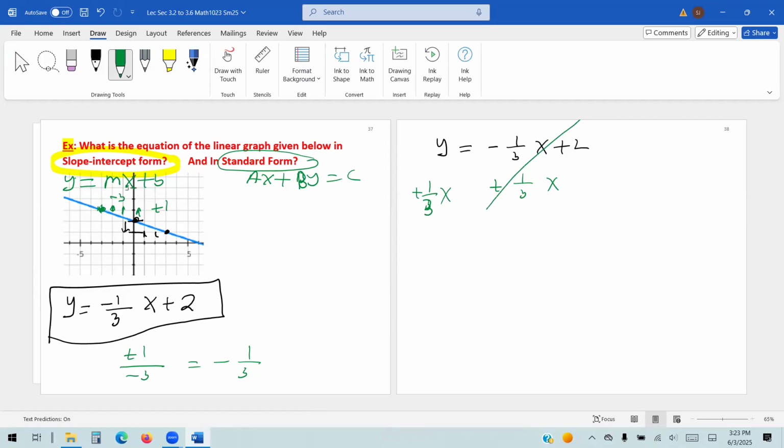So x moves from the right to the left. We get 1/3 x plus y equals 2. This is standard form. But it looks kind of weird, right? Because you get a fraction. So usually in the standard form, we don't have a fraction.